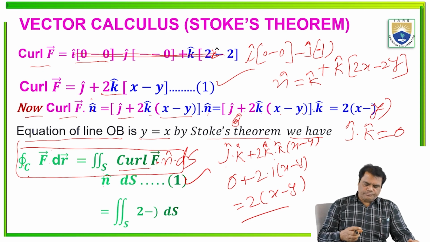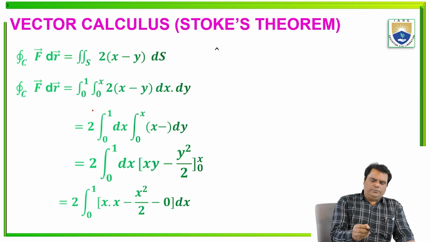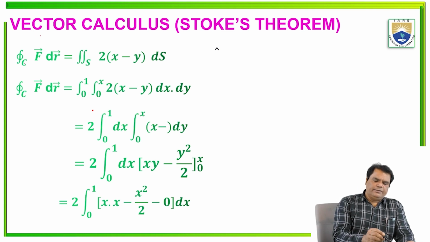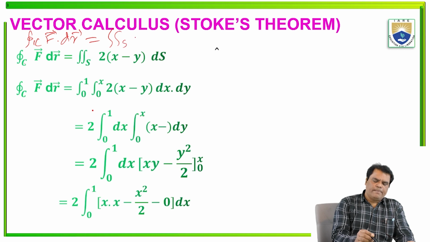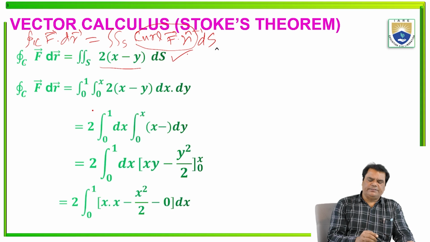Now, curl F we have already found as 2 into x minus y. This is curl F dot n. So here 2 into x minus y and into dS. This integral over C of F vector dot dr vector equals double integration over S of curl F dot n cap into dS. So we have to find the value of this into dS.